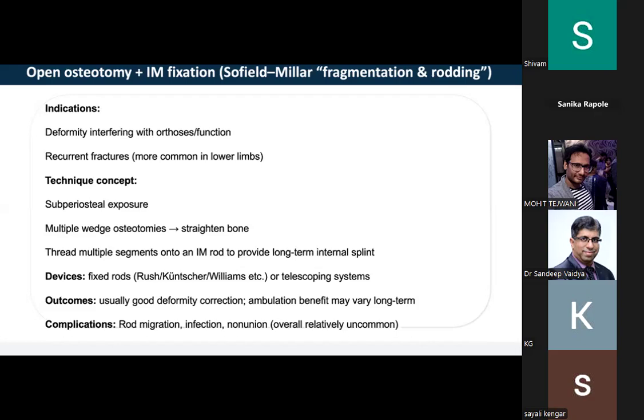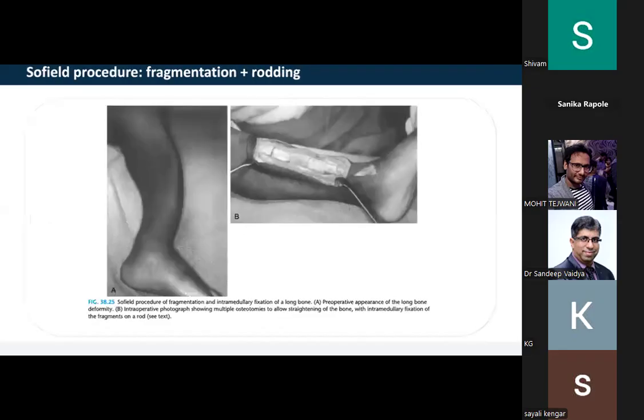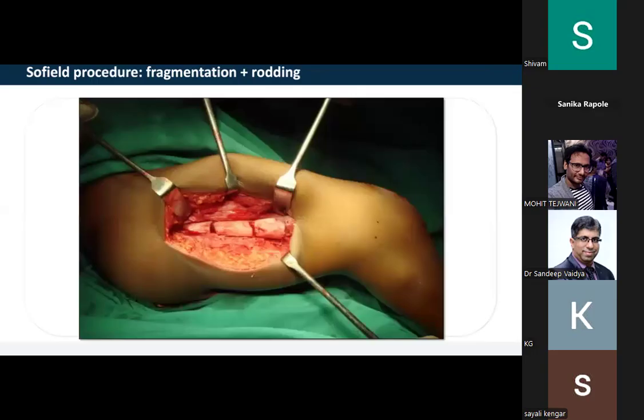Intramedullary, we do long-term internal splinting. Implant choices vary from fixed rods to telescopic rods, but the world has moved away from fixed rods now. We have gone towards telescoping rods. Here you can see, in this black and white photo, multiple osteotomy sites along the deformity, and each segment is straightened and threaded onto the rod. The goal is to attain a straight mechanical axis with a durable internal splint.